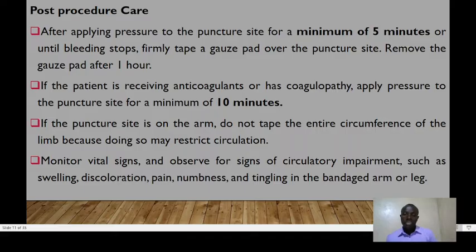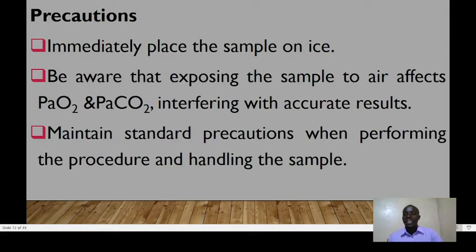If the puncture site is on the arm, you do not tape the entire circumference of the limb because this will compromise the circulation to the distal parts. You have to monitor the vital signs and observe for signs of circulatory impairment such as swelling, discoloration, pain, numbness, and tingling in the bandaged arm or leg.